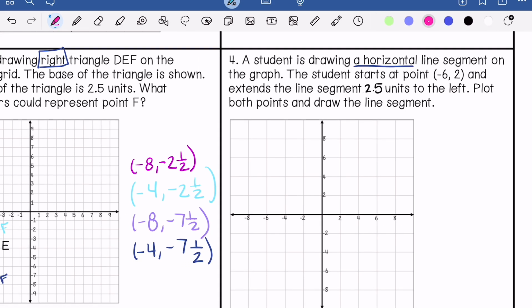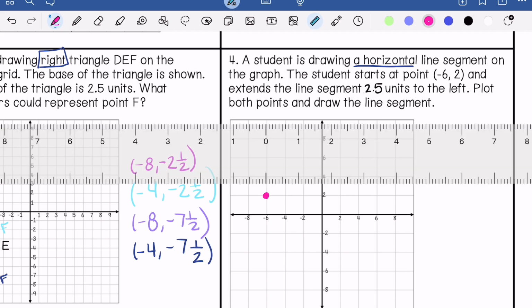A student is drawing a horizontal line segment on the graph. The student starts at -6, 2. We need to pay attention that the interval on this graph on each axis is 2 and extends the line segment 2.5 units to the left. Plot both points and draw the line segment.